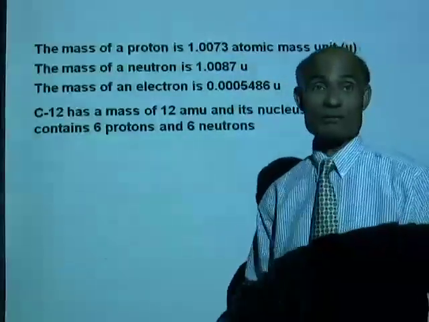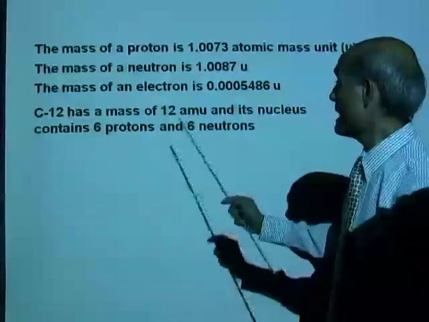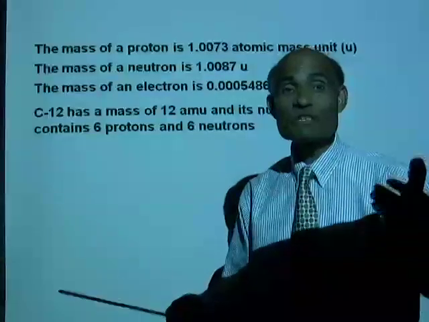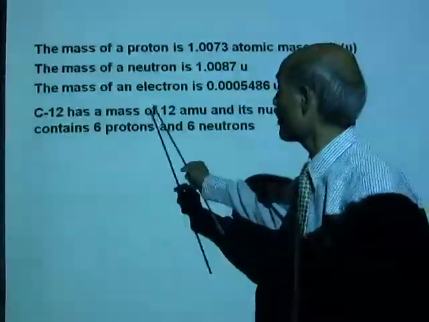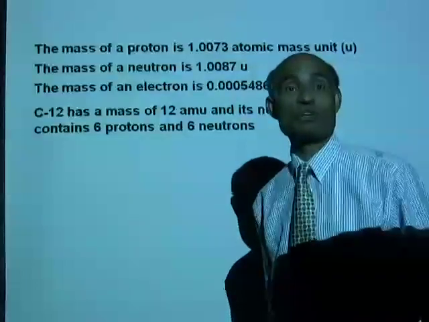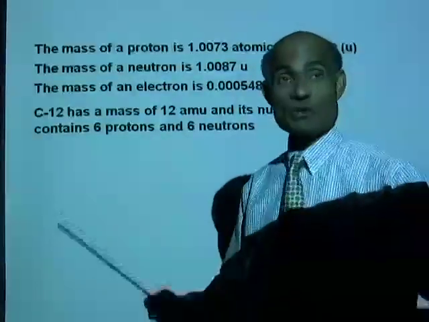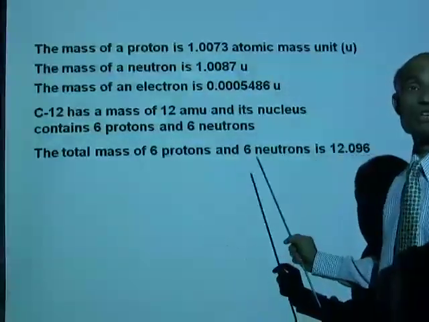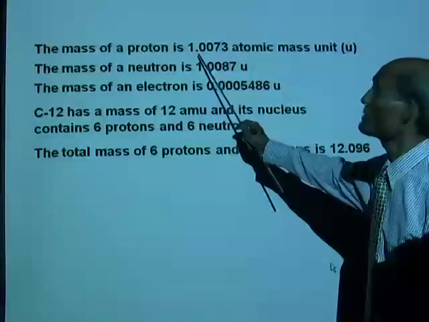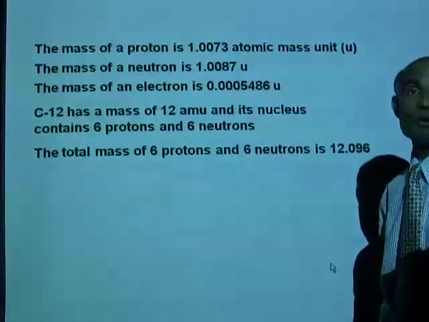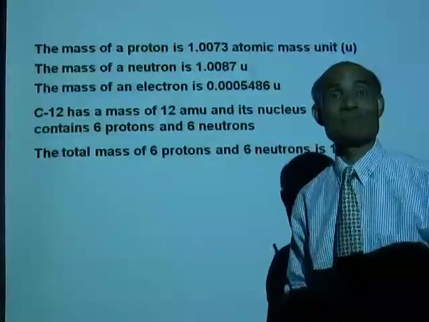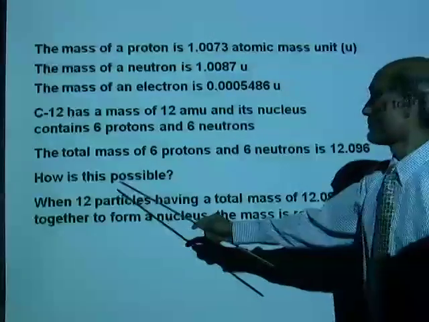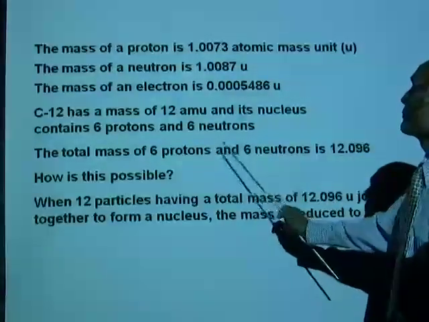Now carbon-12 is the standard, as I told you, has a mass of 12 atomic mass units. By definition, an atomic mass unit is 1/12 of the mass of carbon-12. It has 6 protons and 6 neutrons. So let's calculate the total mass of these. The total mass of 6 protons, if you multiply 6 by the mass of a proton, you will get 12.096 units. How about the mass of 6 neutrons?